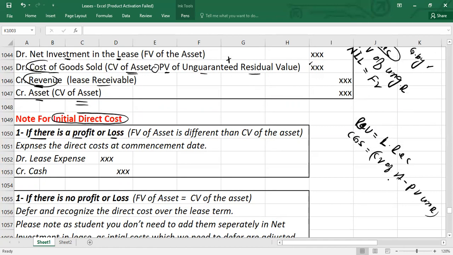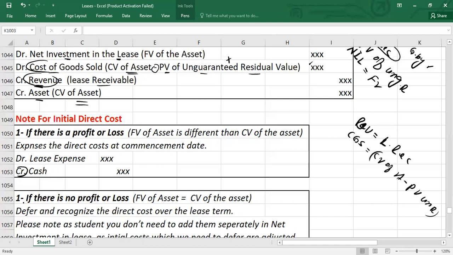In that scenario, whatever initial direct cost has been incurred by the lessor, those direct costs should be recorded as an expense. It means one more entry you need to record at the initial recognition and measurement date for the initial direct cost. And what entry will you pass? You will debit the lease expense with initial direct cost and credit the cash. Now we have a second scenario for the initial direct cost, guys.